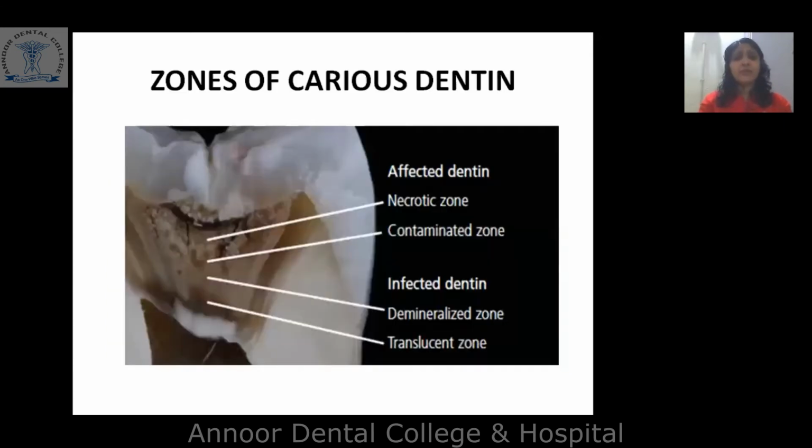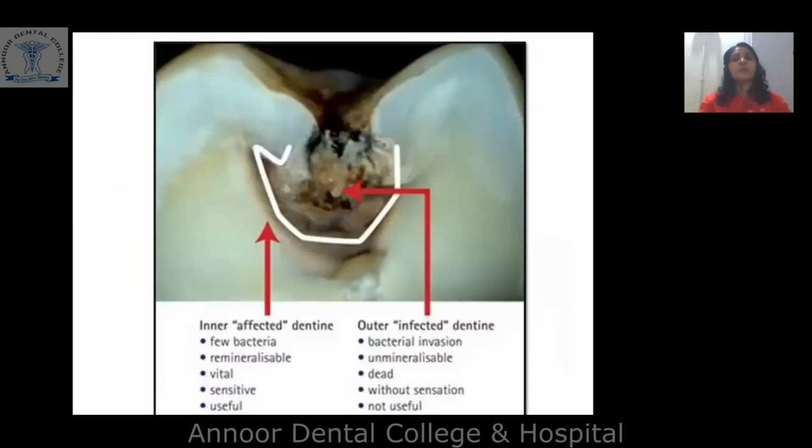Now, there are different zones for a caries dentin. Mainly, it can be divided into affected dentin and infected dentin. Affected dentin itself can be divided into two zones, necrotic zone and a contaminated zone. And infected dentin consists of a demineralized zone and a translucent zone. Now, to know more about the management of deep caries lesions, first of all, we have to know what is an affected dentin and what is an infected dentin.